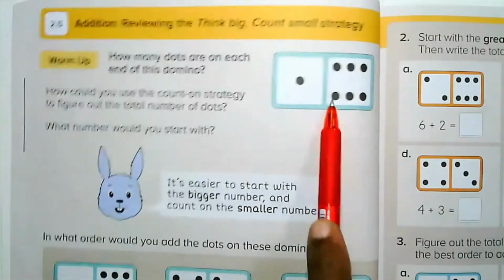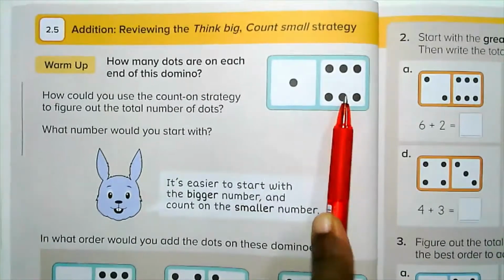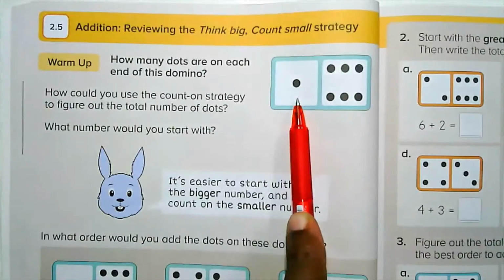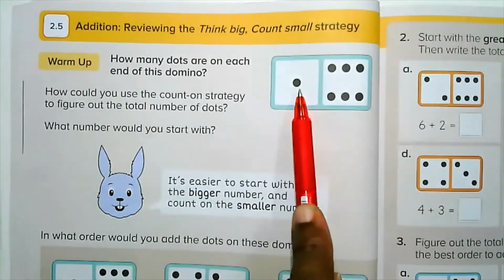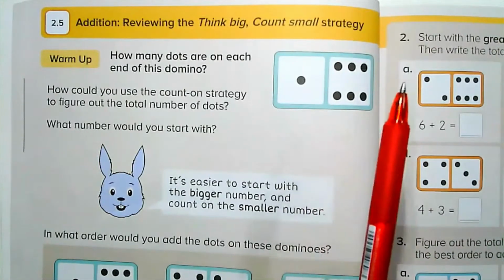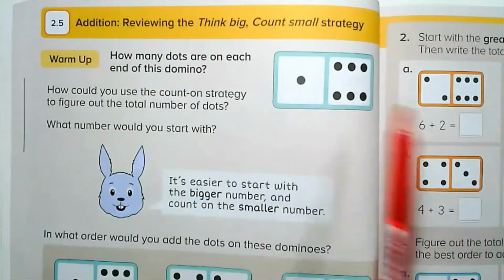So for example, with this domino, we have 6. Count on 1. It will give us 7. 6 plus 1, 7. So it is very easy to add up numbers starting from the bigger number.